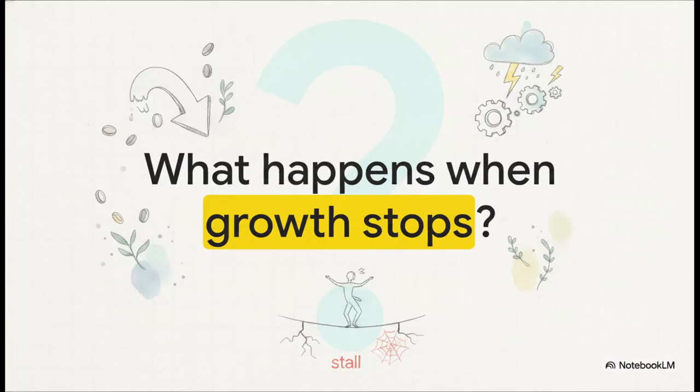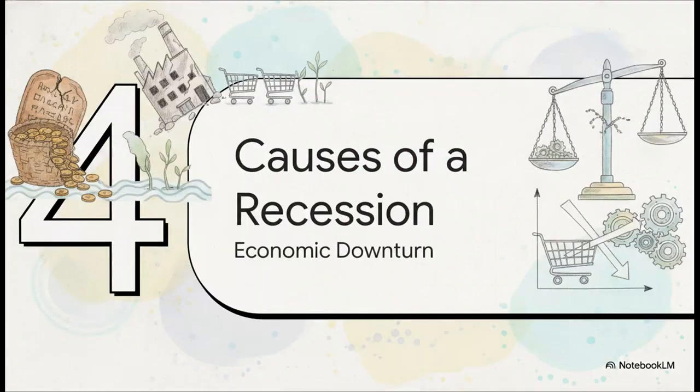But as you can imagine, this is a super delicate balancing act. What happens if demand plummets too fast? Or what if a sudden shock causes the economic engine to stall out completely? That takes us to Section 4, the causes of a recession and economic downturns.